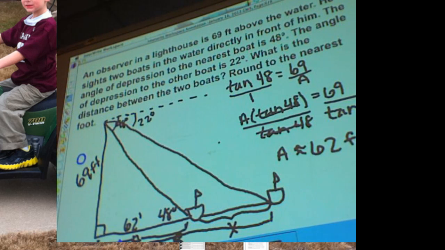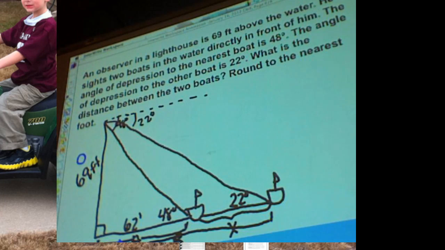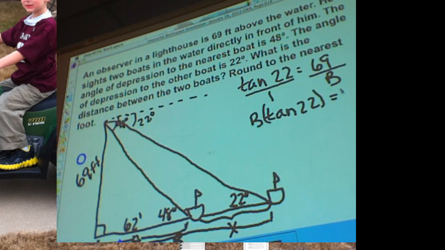The only thing that changes here is our angle. Because if this angle is 22 degrees, then this angle is 22 degrees. So now you can rewrite your equation. We can now say the tangent of 22 degrees equals the opposite over the adjacent. Set up your proportion, and now we cross multiply. We are still going to have to divide by the tangent of 22 degrees.